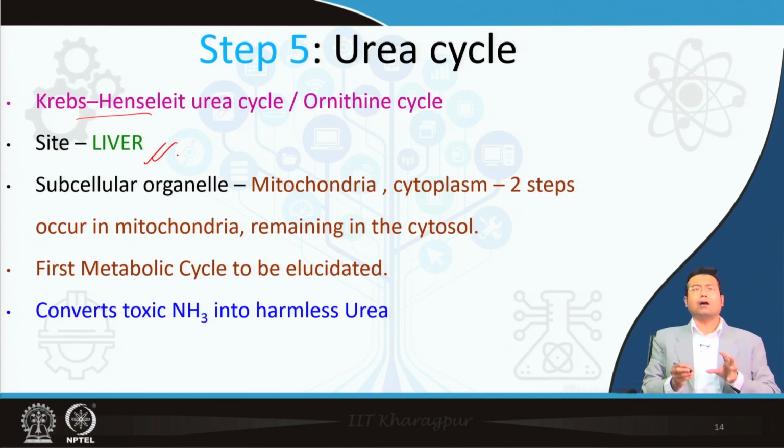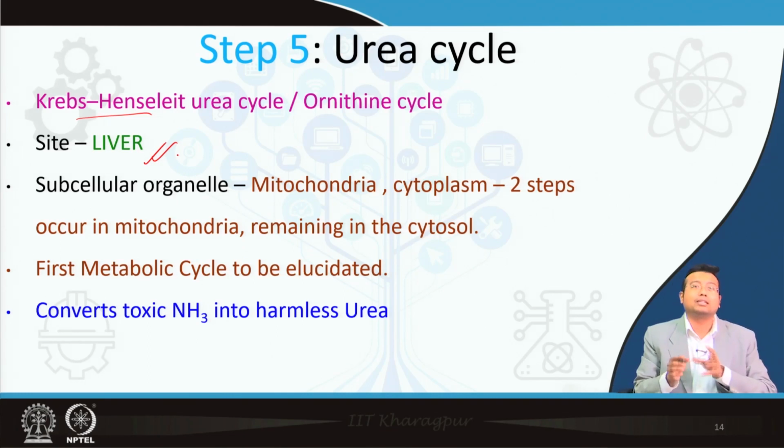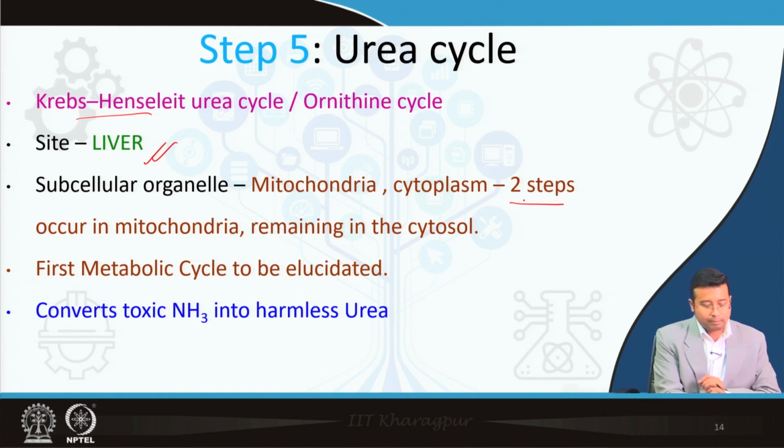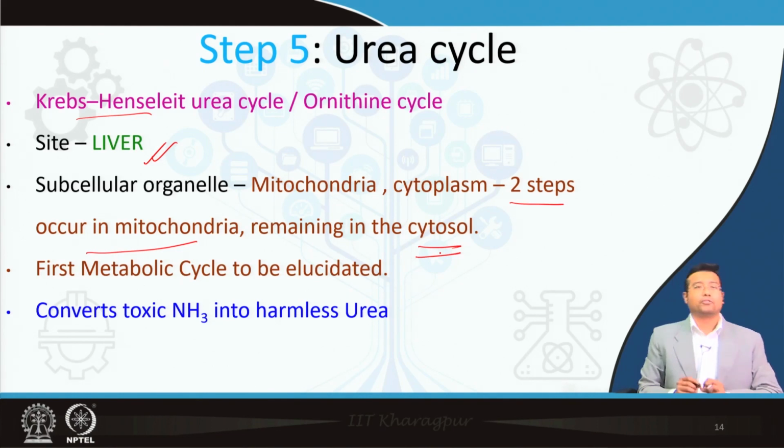All right. Now, where in the liver? Of course, in the hepatocyte, but which cell organelle? It is divided in such a way that it takes place in both places. Where both places? Mitochondria as well as cytoplasm. So, 2 steps happen in mitochondria and all other remaining steps happen in cytosol. Very important multiple choice type of question.